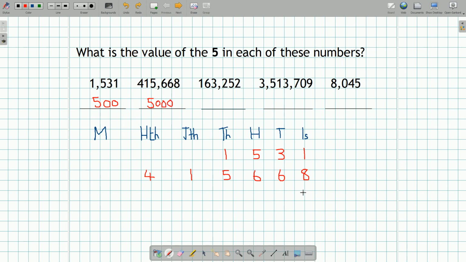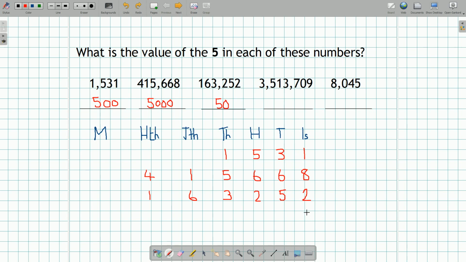Next, I've got a 2 in the ones column, 5 there. Now, I could stop there. I'm only going to write the rest of the number just for the video purpose, but we can clearly see already that the 5 is in the tens column, so we know it's 5 tens or 50.